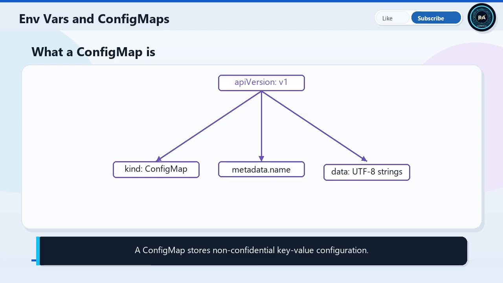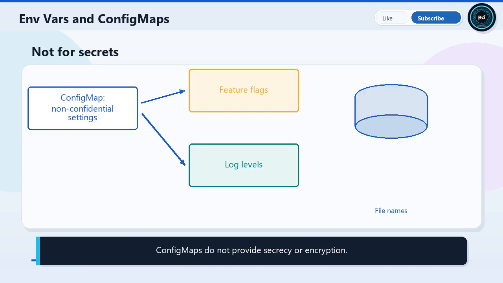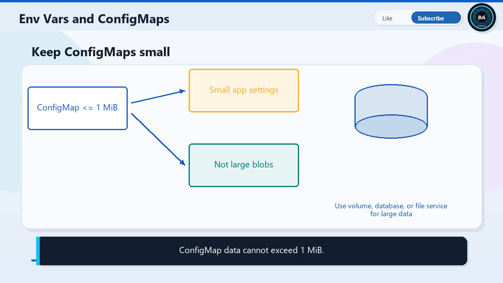A config map is a Kubernetes API object for non-confidential configuration. It has data for UTF-8 strings and binaryData for base64 encoded binary content. The rule is blunt here: config maps do not provide secrecy or encryption. If the value is confidential, use a secret or another secure configuration system. A config map is not a database or a big file distribution mechanism. Stored config map data has a 1 MB limit.